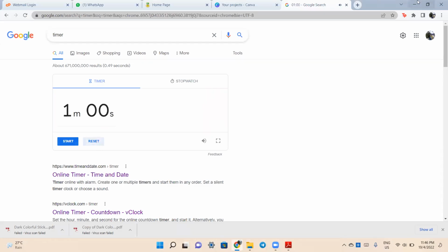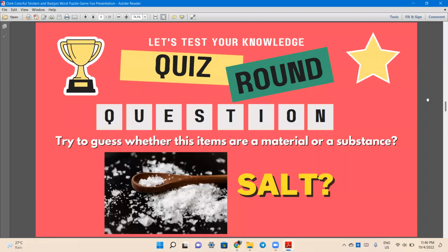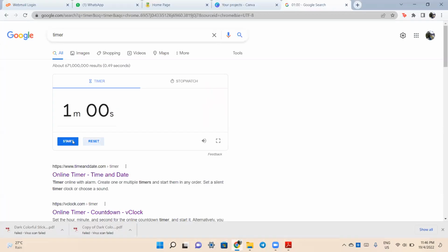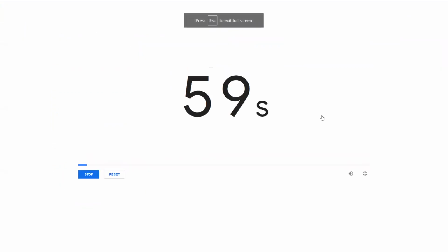Time is up. The answer is: salt is a substance. Very good, because it's a pure type of solid. Let's try the next one. What about a diamond then? Is it a material or a substance? Class, try to guess. Let's put a timer. Let's go.